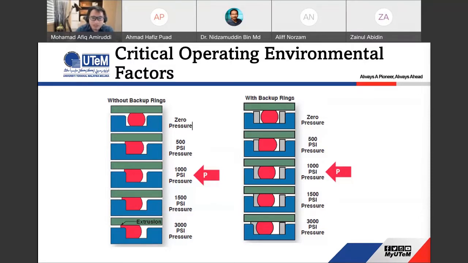It's a little bit expensive, but for the long-term effect, it will save you some cost. So at zero pressure, if you have a backup ring, it will stop your O-ring from extruding inside the gap. So this is the different effect of pressure, in high pressure applications.